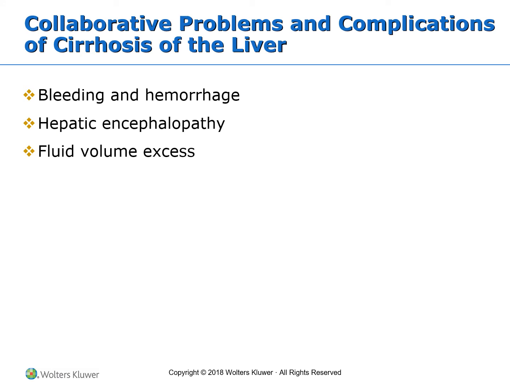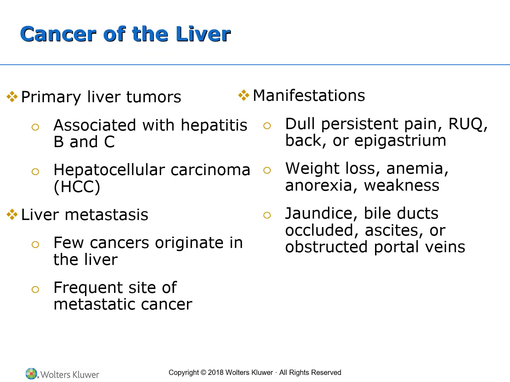And there are different complications. We talked about hepatic encephalopathy, fluid volume excess, the ascites, and then they can have bleeding or hemorrhage. And so all of those need to be watched for.